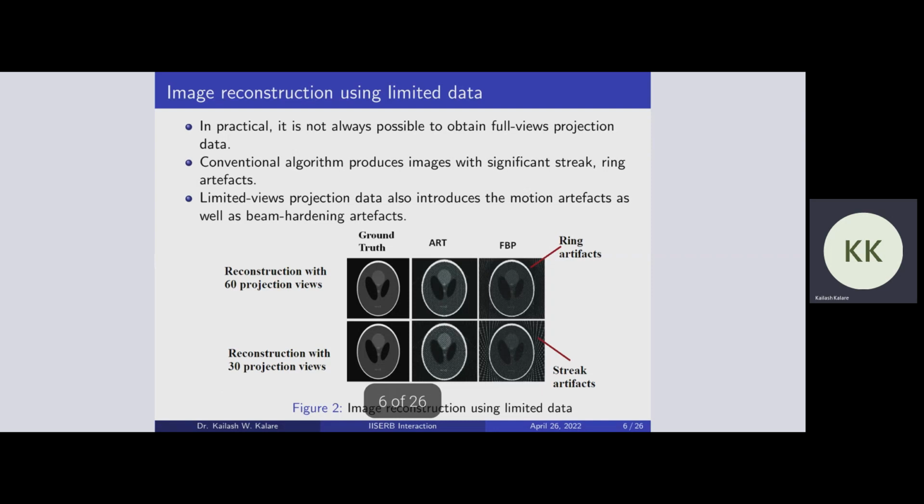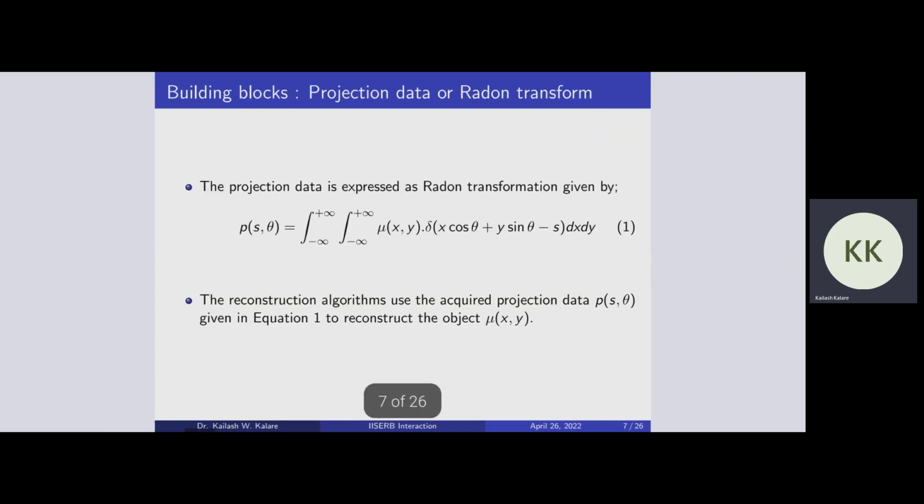And we can see that in this case, these transform based methods as well as the algebraic reconstruction techniques produce unwanted artifacts in the image. These artifacts can be categorized as ring artifacts as well as streak artifacts. So we have tried to address this issue.